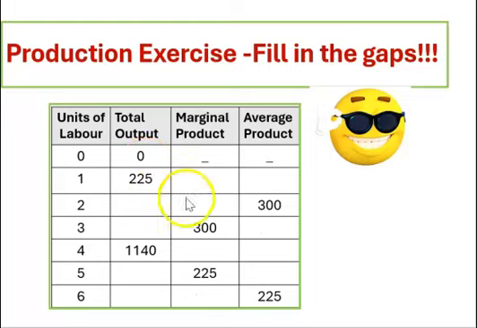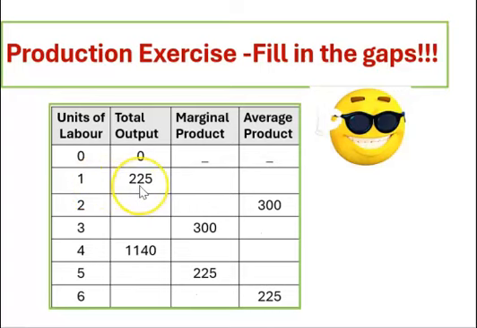Given this production table, let's fill in the gaps. In this table, we're given units of labor from 0 to 6. We're given total output, marginal product, and average product, and we have gaps to fill. Let's do just that. So when labor is 0, there is no total output, no marginal product or average product.